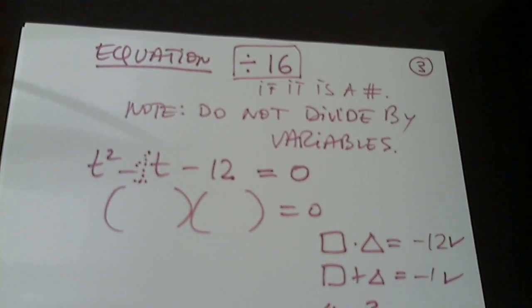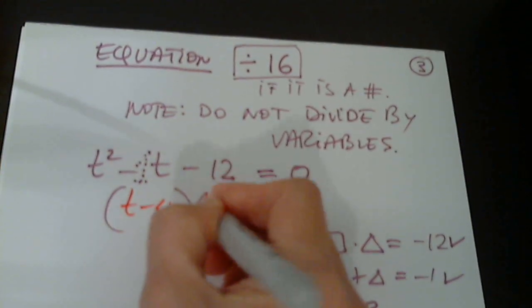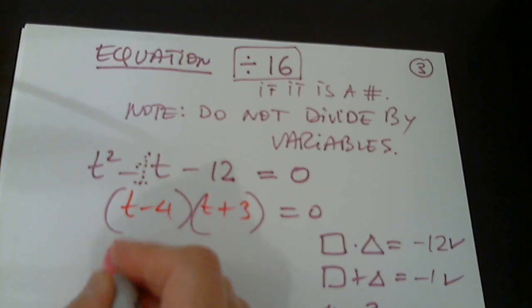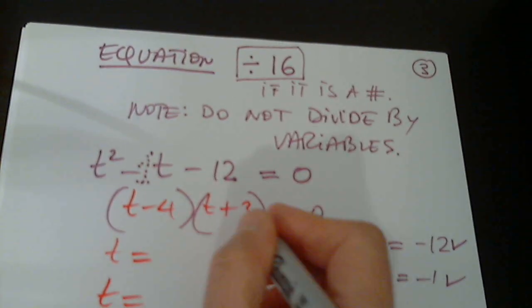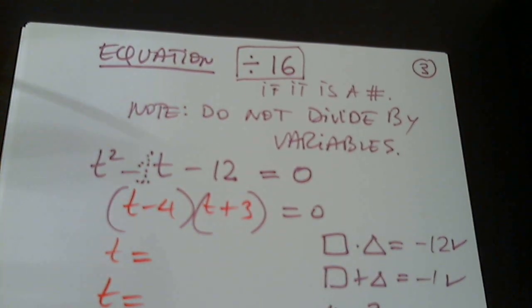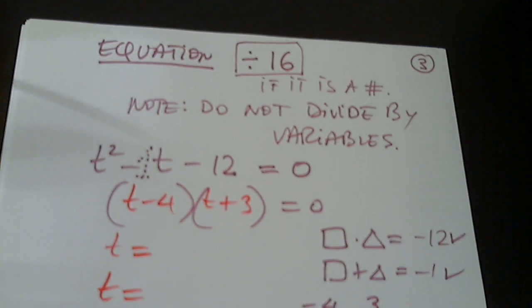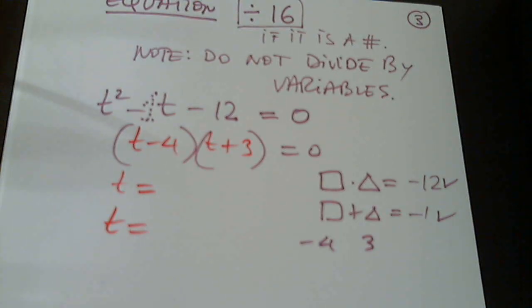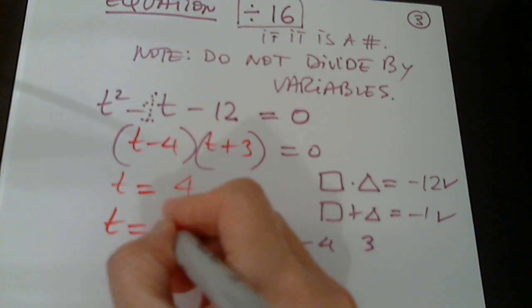Can anyone give us the factored form? This part is easy because we have the numbers. t minus 4, t plus 3. From here, I can go ahead and write t equals. And from here, I can go ahead because I know the intermediate step. So what do I write? 4, -3. Very good. 4 and -3.